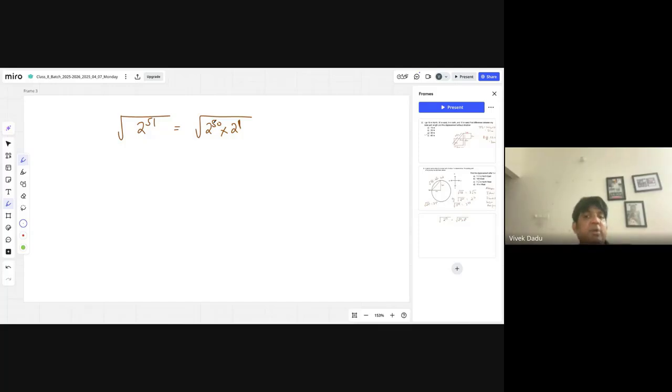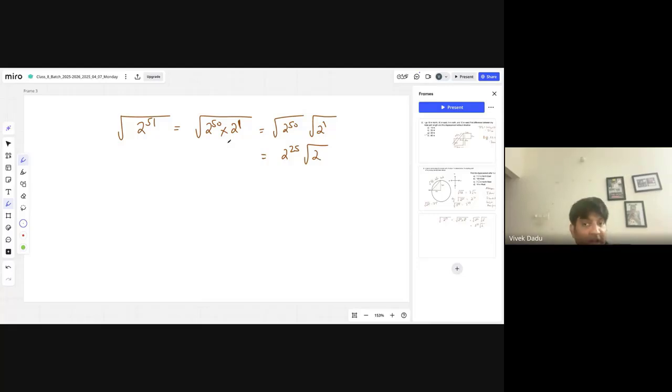What have I done by doing this? I have made the odd number into an even number. Now you can write individually 2 power 50, individually 2 power 1 as square root. Now how much is the square root of 2 power 50? 2 power 25. This one we can't do anything about. So we will leave it like this, square root. Power 1 or I just write 2, both are the same thing.